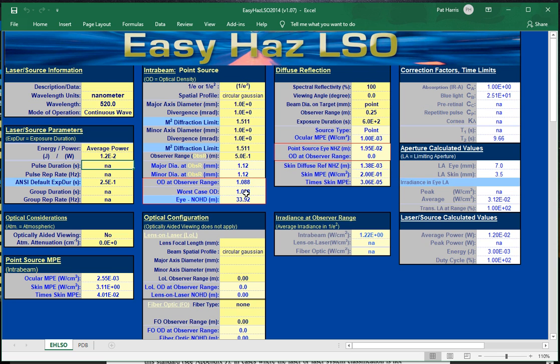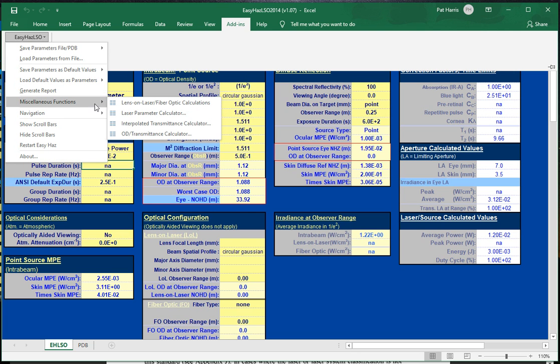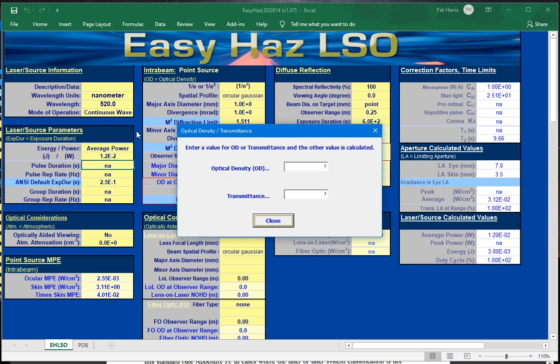So how would I know that? Well, let's take this OD of 1.088 and use the software here. We're going to go back and use it in a second when we look at the real power levels and wavelengths of what we were just discussing, the 450, 520, and 638. But right now we'll just look at this. We go to the optical density transmittance box and put in 1.088, and it tells us that we have a transmittance of 8.166 times 10 to the minus 2.